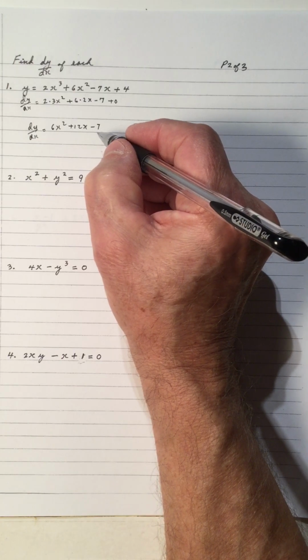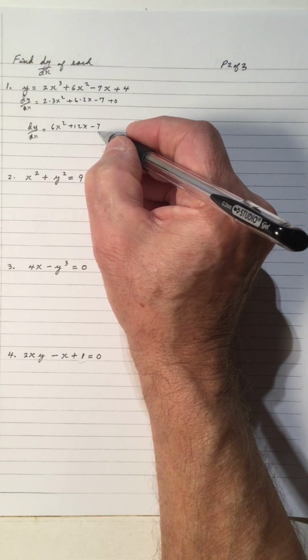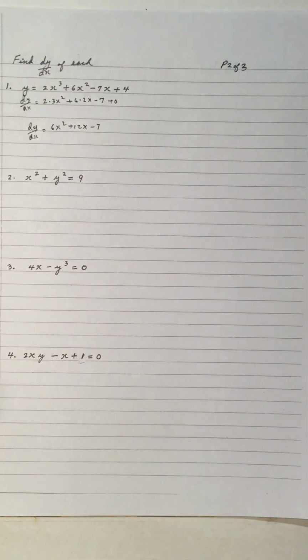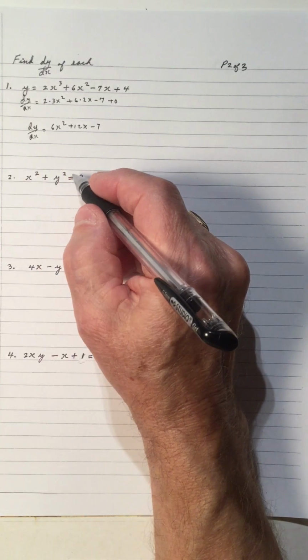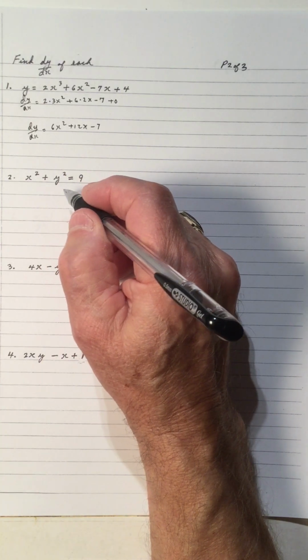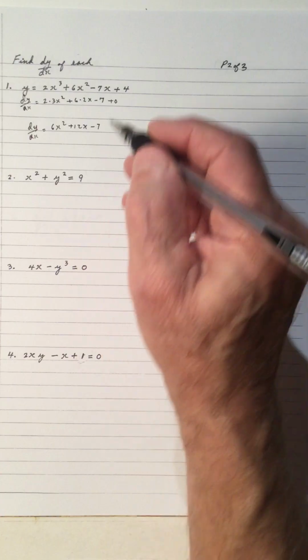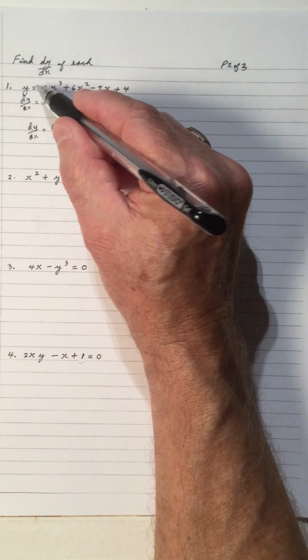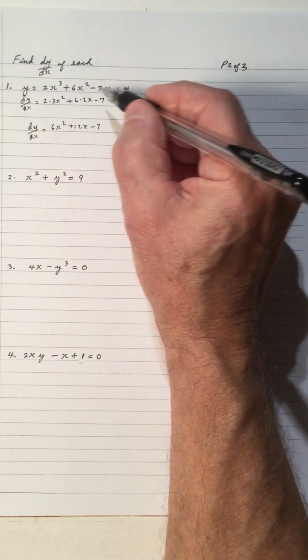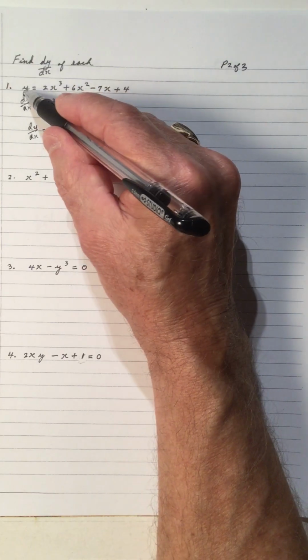I used explicit differentiation to work that out. But for the rest of them, I will have to use implicit differentiation because I can't solve for y. It's easier to use implicit differentiation. I could even use implicit here because all the x's are on the right and it's the same.